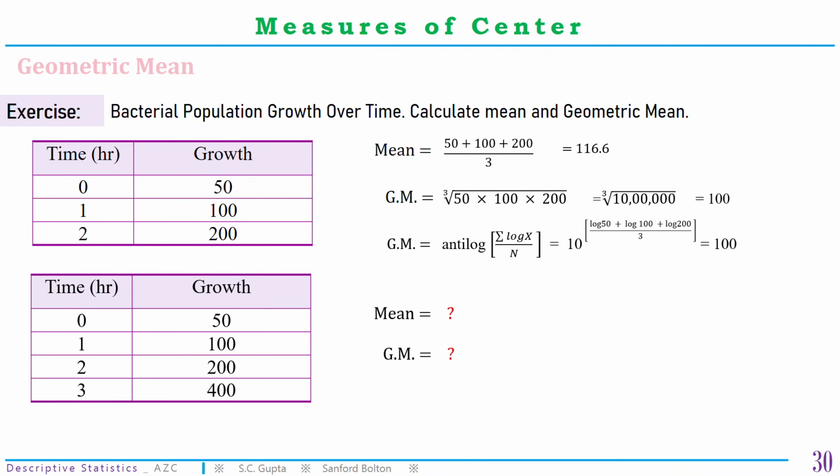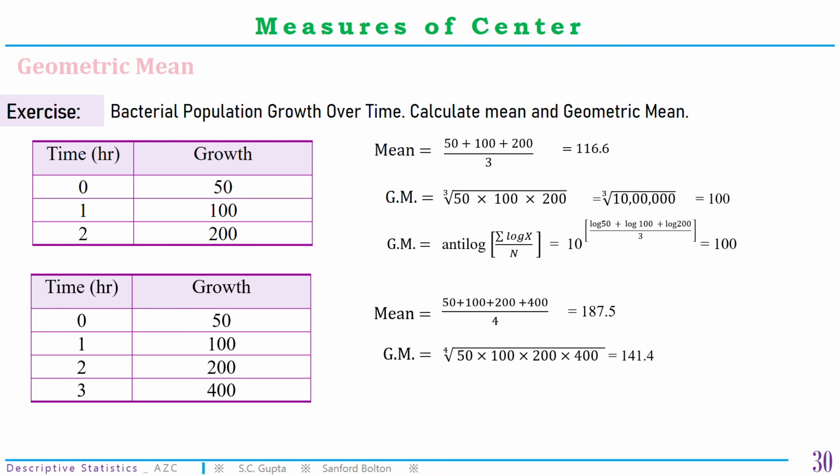There is an addition of one observation at 3 hours. Bacterial population growth is 400. Now calculate mean and geometric mean with 4 observations. When we put the values in the equation, we get the mean equal to 187.5 and the geometric mean equal to 141.4. Now compare the mean and the geometric mean of both observation tables.